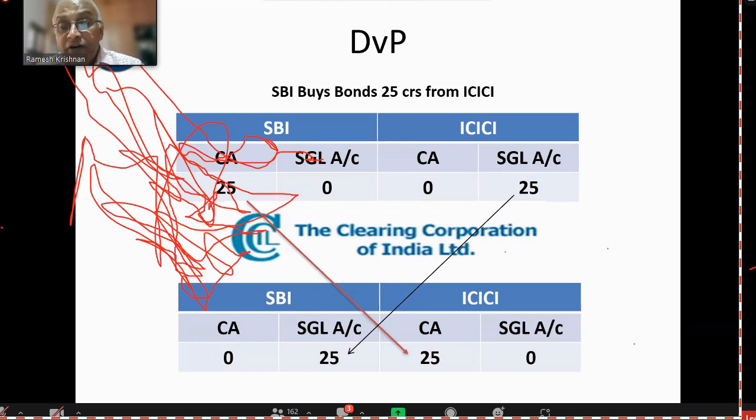Yeah. So this is what you should be clear about. Delivery versus payment ensures that there is no counterparty risk or settlement risk, no operational risk about settlement not going through.